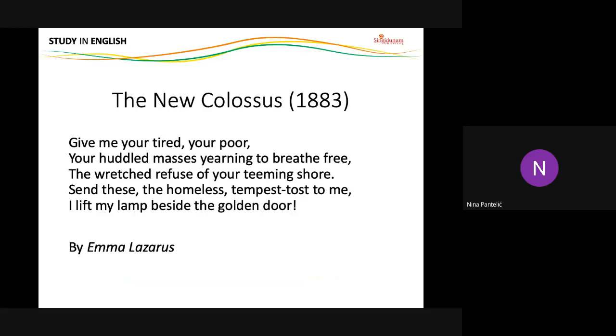Give me your tired, your poor, your huddled masses, yearning to breathe free, the wretched refuse of your teeming shore. Send these, the homeless, tempest-tossed to me. I lift my lamp beside the golden door. And this poem is called The New Colossus. This was the message that a lot of immigrants would see upon their arrival.